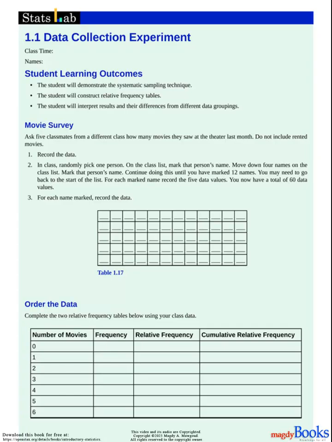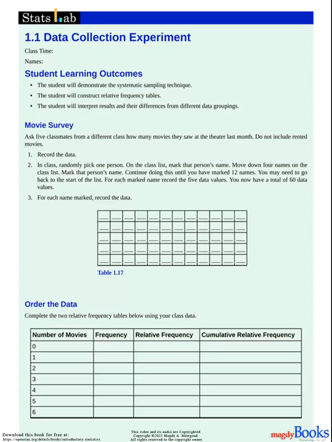For each marked name, record the 5 data values. You now have a total of 60 data values. 3. For each name marked, record the data. Table 1.17. C. Order the data.